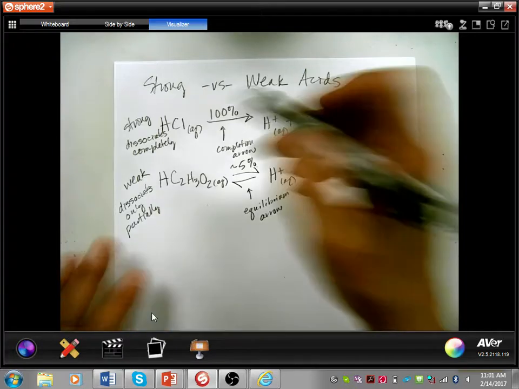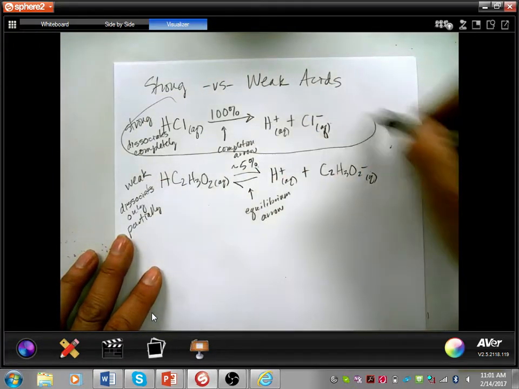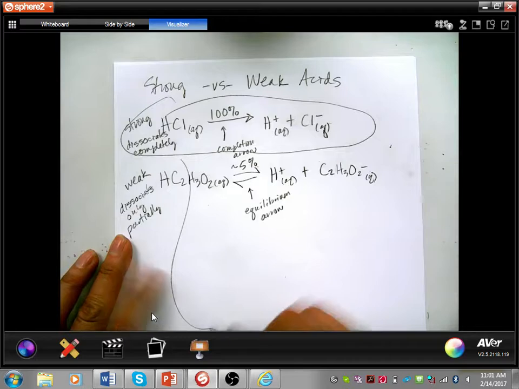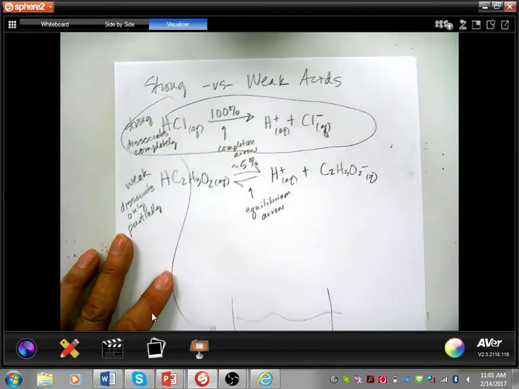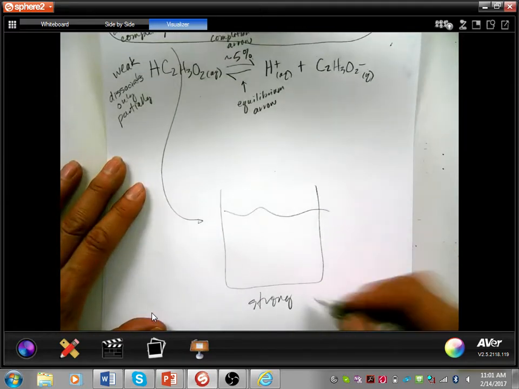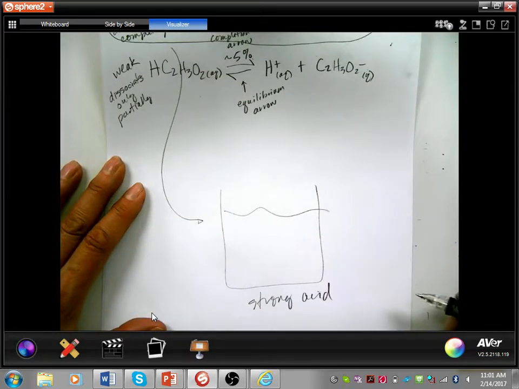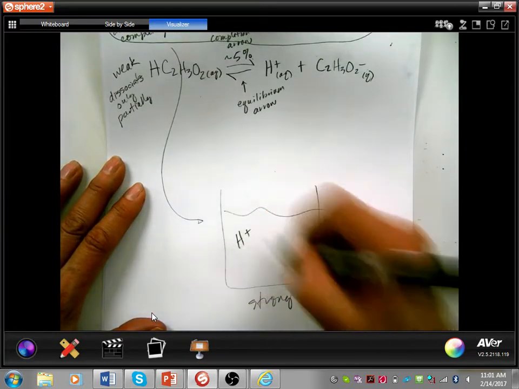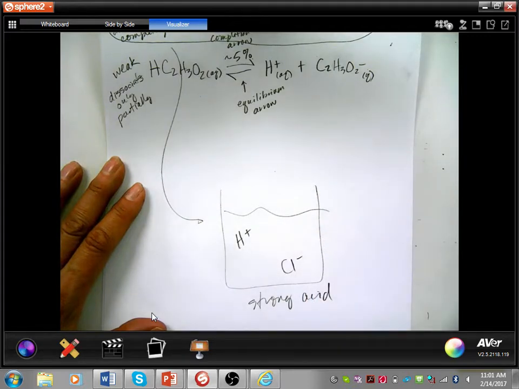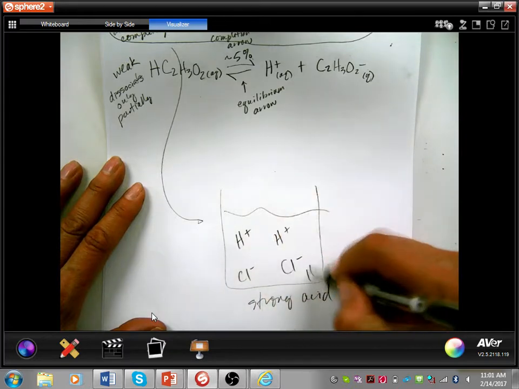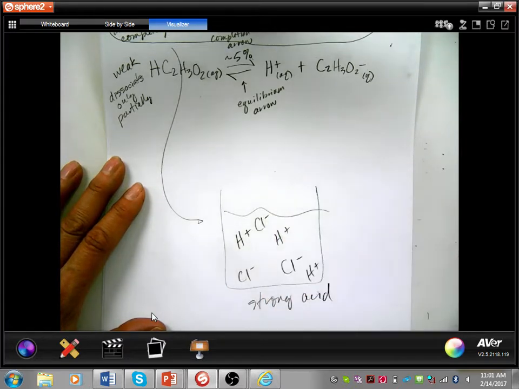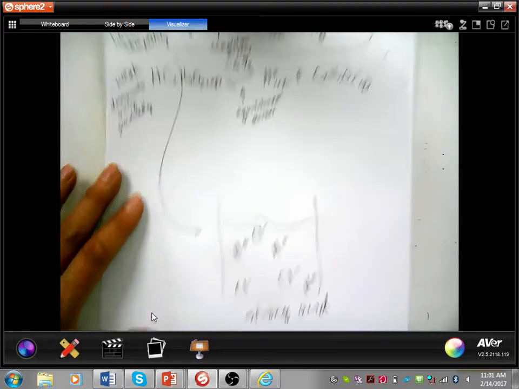So if I looked in a container of strong acid, right? Here's my container of strong acid. In my container of strong acid, I'm going to have only hydrogen ions and chloride ions floating around. That's the only species I will have. And the ratio of hydrogen ions to chloride ions is going to be 1 to 1, right? You're going to have lots of them. But it's all going to be in a ratio of 1 to 1.